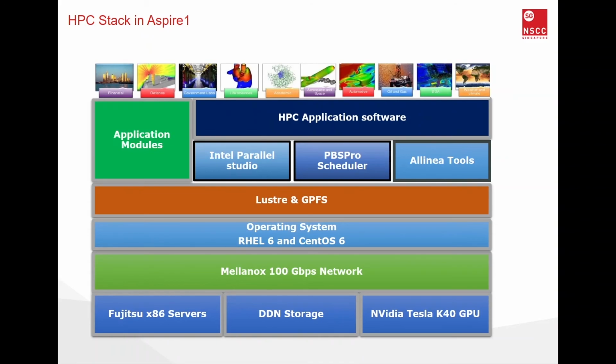PBS Pro is a commercial job scheduler chosen to be used in the Aspire 1 cluster, whereas we have licenses for debugging and profiling tools from Allinea or ARM tools. To know more details about ARM tools, you can head to the portal help.nscc.sg, navigate through the user guides, and find the user guides on ARM tools.